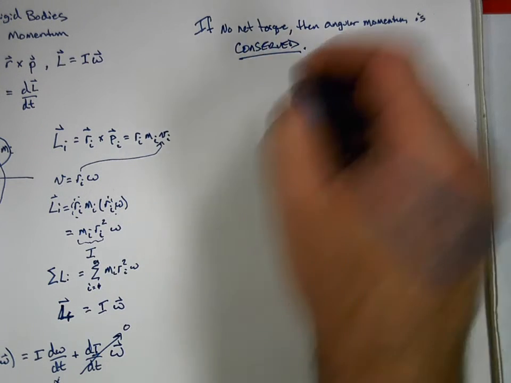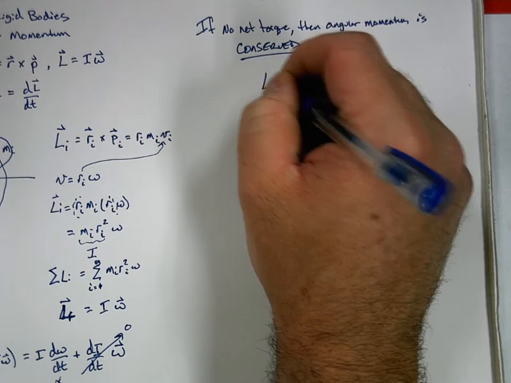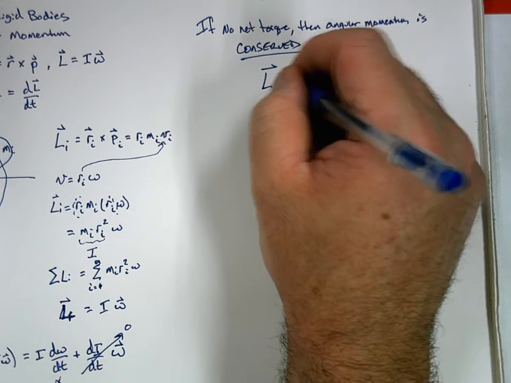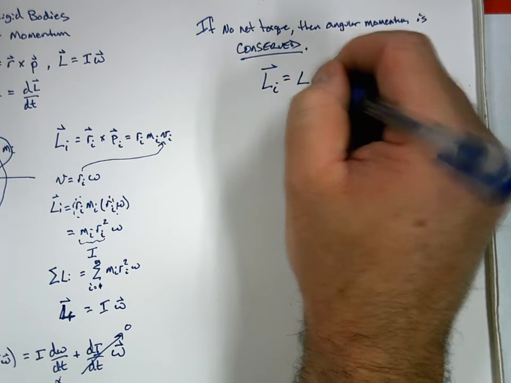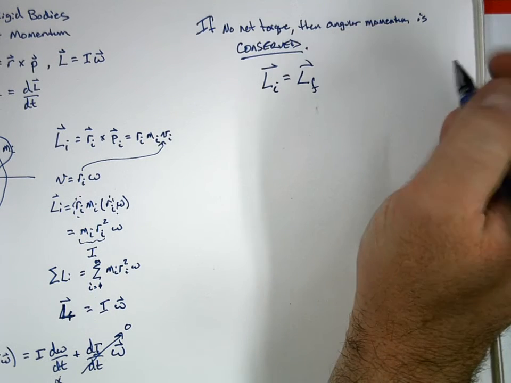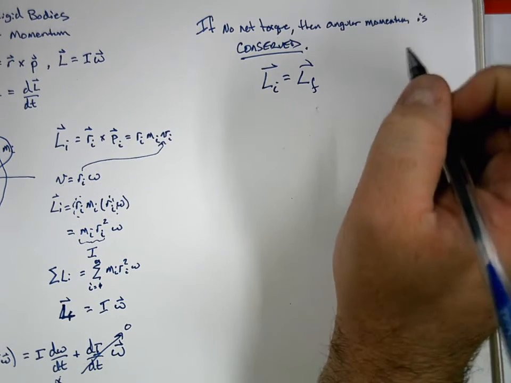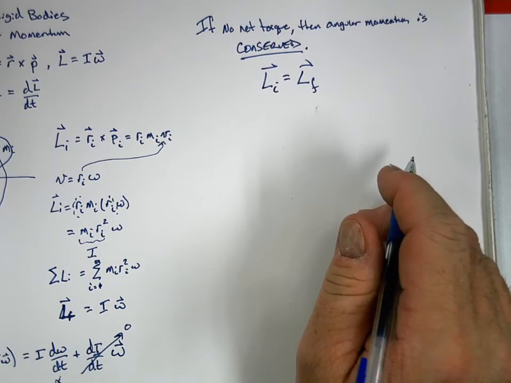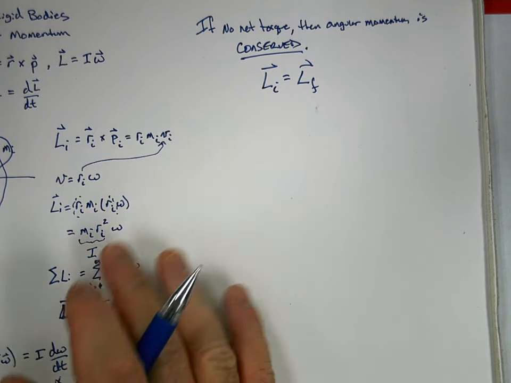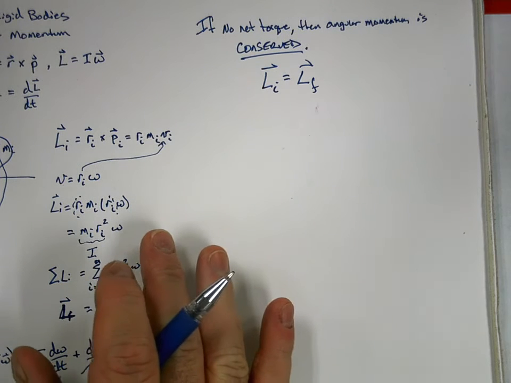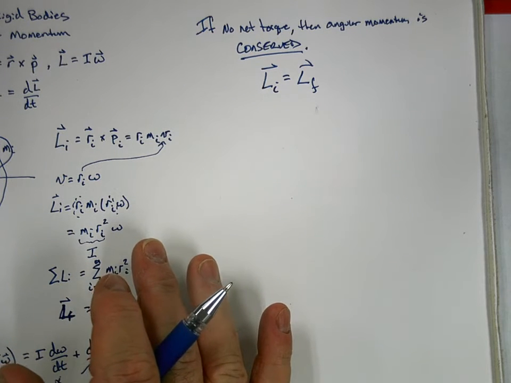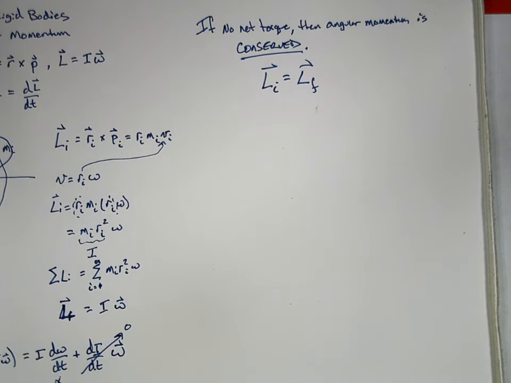So this means that our initial angular momentum must equal our final angular momentum, and we see this all the time. If we spin a top, and I've actually got one here that I can use for you guys, if I can pull it out and not disturb other things.